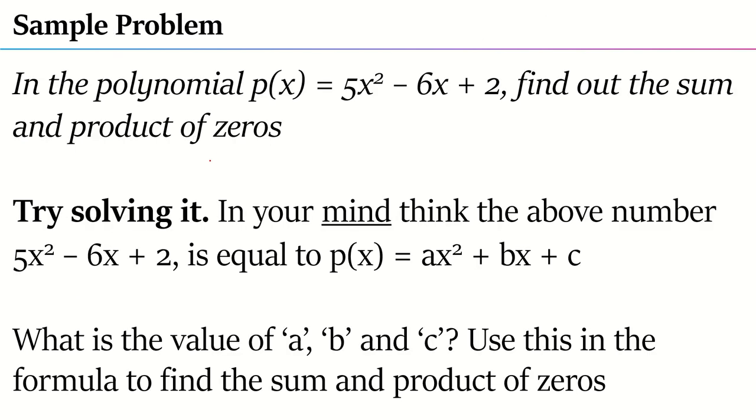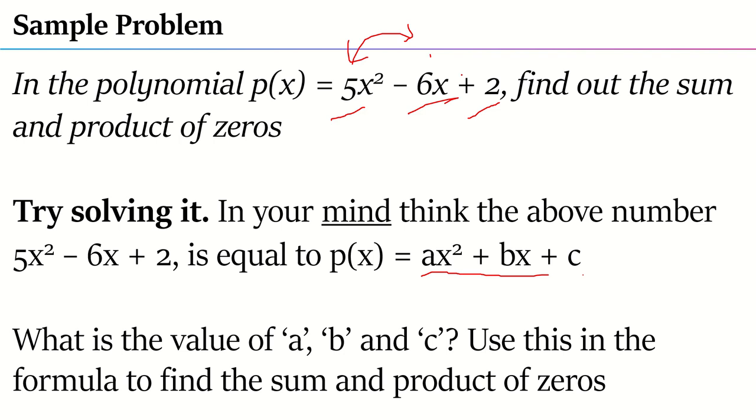So we'll take one sample problem. The polynomial given is 5x square minus 6x plus 2, and you need to find out the sum and product of the zeros. Before solving, one important tip you need to keep in mind is to fit this to the general polynomial form ax square plus bx plus c and find out the values of a, b and c. Why I'm trying to fit is that sometimes they will cleverly give you the minus 6x first and the 5x square as the second term.